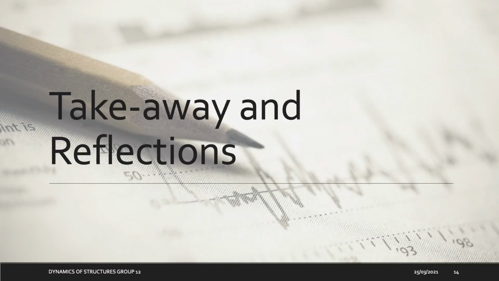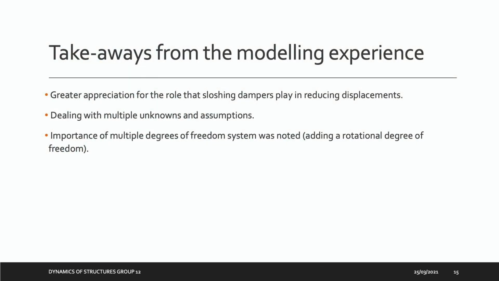One of the main takeaways from completing this coursework was the effect that sloshing dampers have on the displacement of structures. From the simple experiment, it was observed that the addition of only 16 mm of water caused the observed displacements to reduce by more than half, from 8.3 to 4 mm. Another takeaway from this coursework was learning how to deal with multiple unknowns within a modeling problem. This led us to think ahead and determine a method which relied on the least amount of unknowns, thus minimizing the sources of error within our solution.